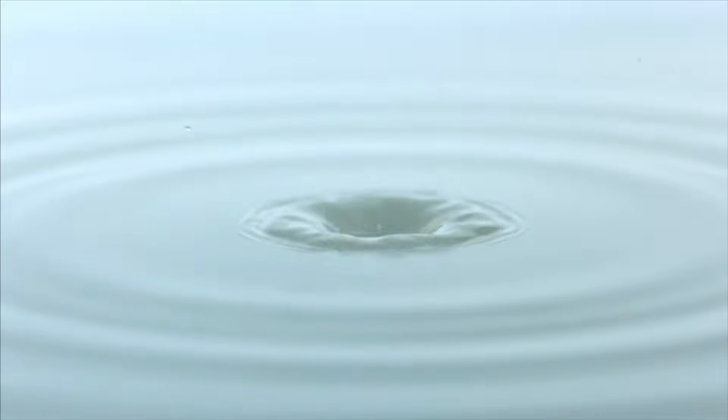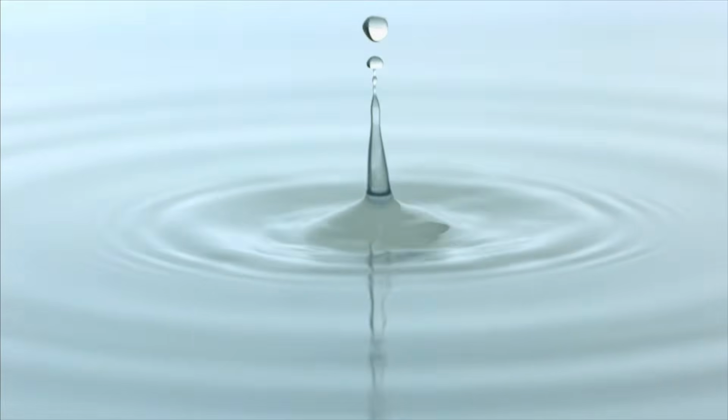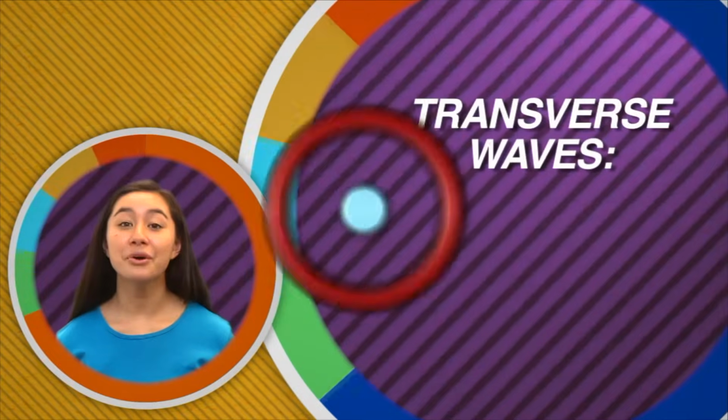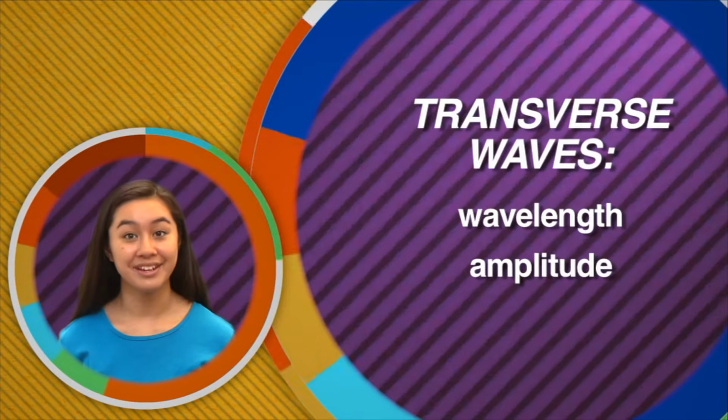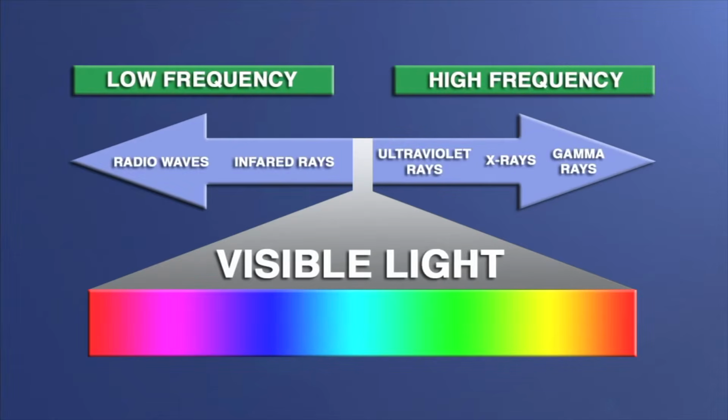Before we go any further, let's take a moment to review what you have learned so far. You know that light is actually a visible form of energy, and that light travels in waves called transverse waves. Those waves have special properties that include wavelength, amplitude, and frequency. You also learned that light waves don't require a medium in order to travel. And you learned that light is part of the electromagnetic spectrum.